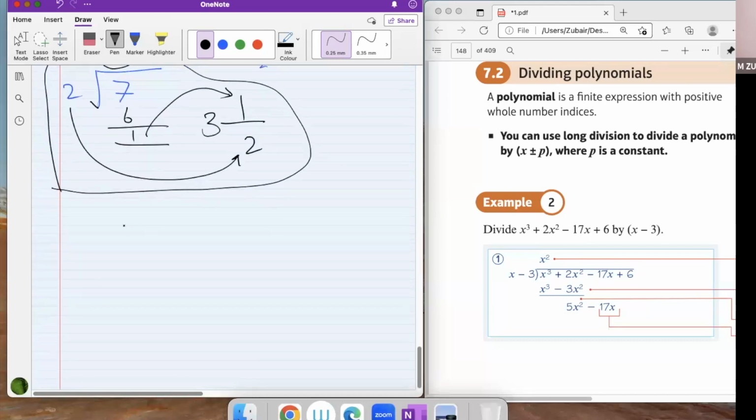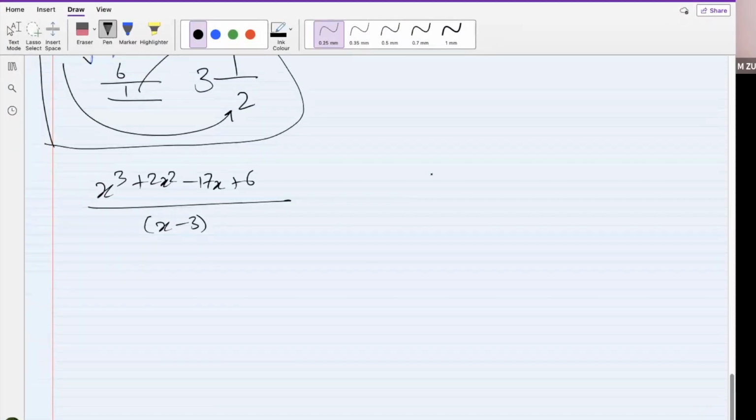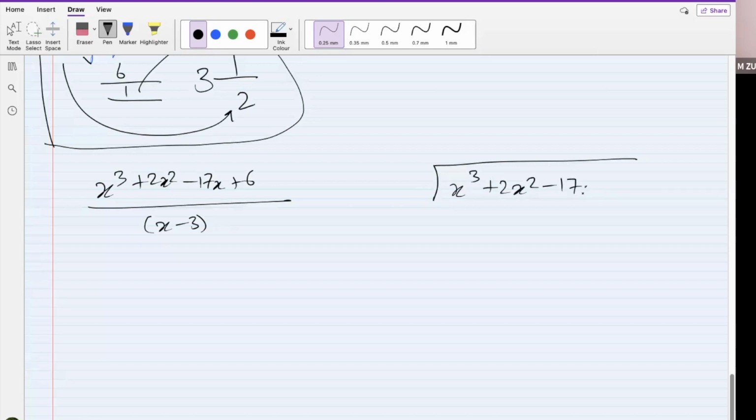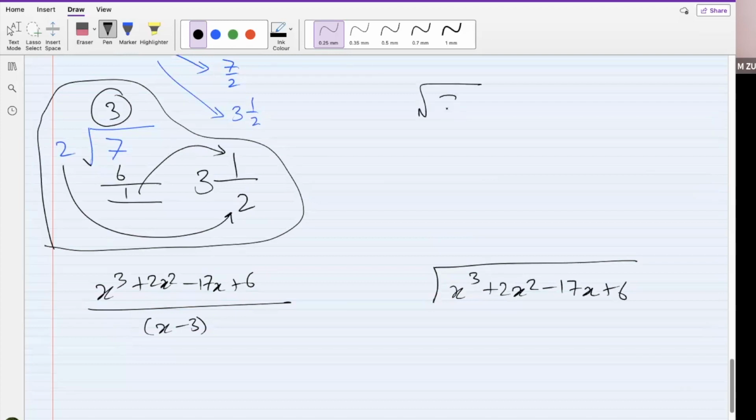Suppose the question tells you divide x cube plus 2x square minus 17x plus 6 by x minus 3. If you have to divide these two, now this is such a thing that we cannot actually get a quadratic form without simplifying it. So first numerator comes inside, x cube plus 2x square minus 17x plus 6, just like we placed 7 inside and the denominator outside. So numerator inside and denominator outside.